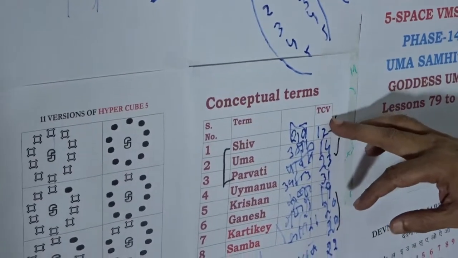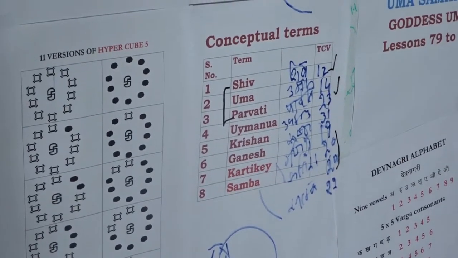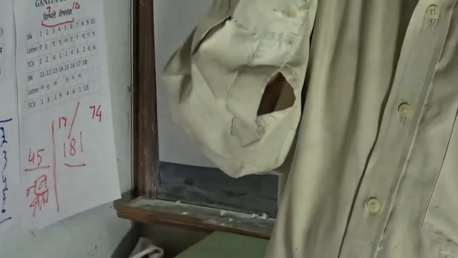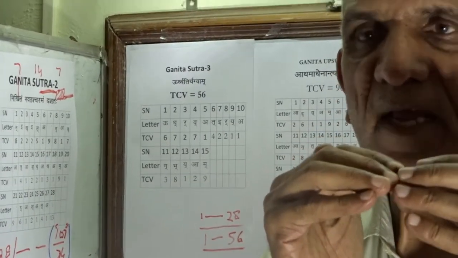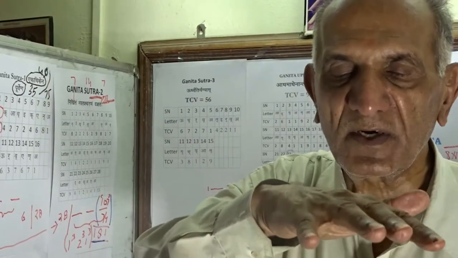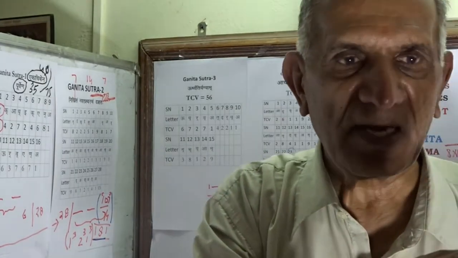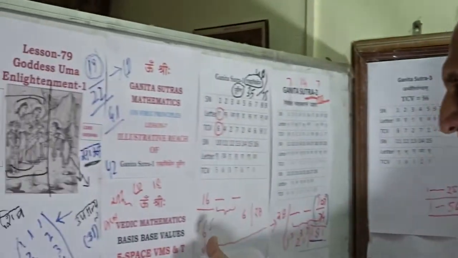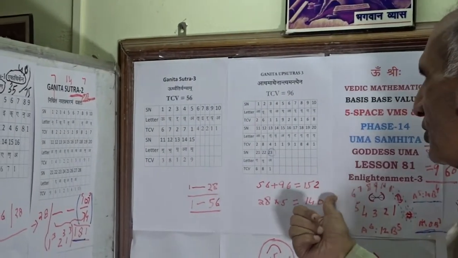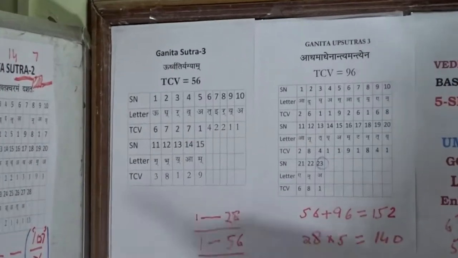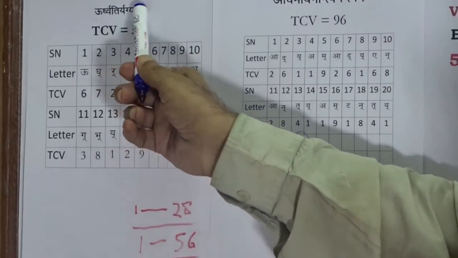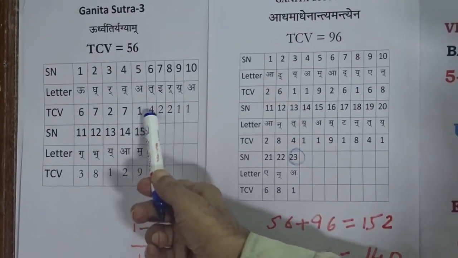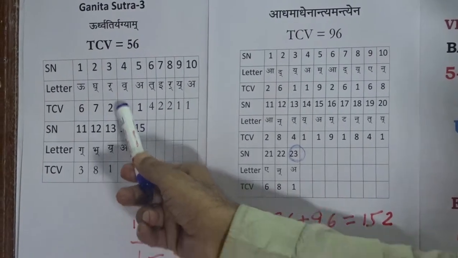Therefore, these three sequential stages of Sati, Uma and Parvati are phases and stages which deserve to be comprehended well. One shall sit comfortably and permit the transcending mind to be face to face with these format values and features. Now let us go back to the organization format of Sutra 3, Udharva Triyagbhyam. This sutra is of 15 letters. See, 3 into 5 is 15.